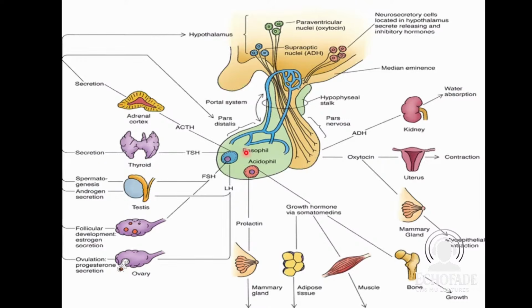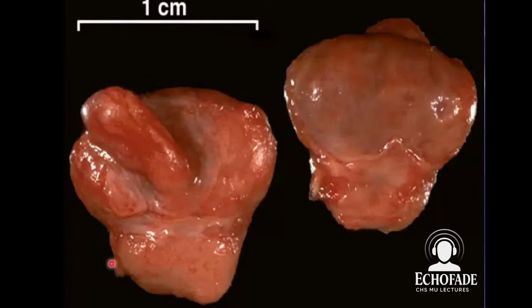This is the hypothalamo-hypophyseal axis, but if it goes to the uterus, ovaries and testes, then we refer to it as the hypothalamo-hypophyseal gonadal axis. This is the hypothalamus. This is the infundibulum that connects it.